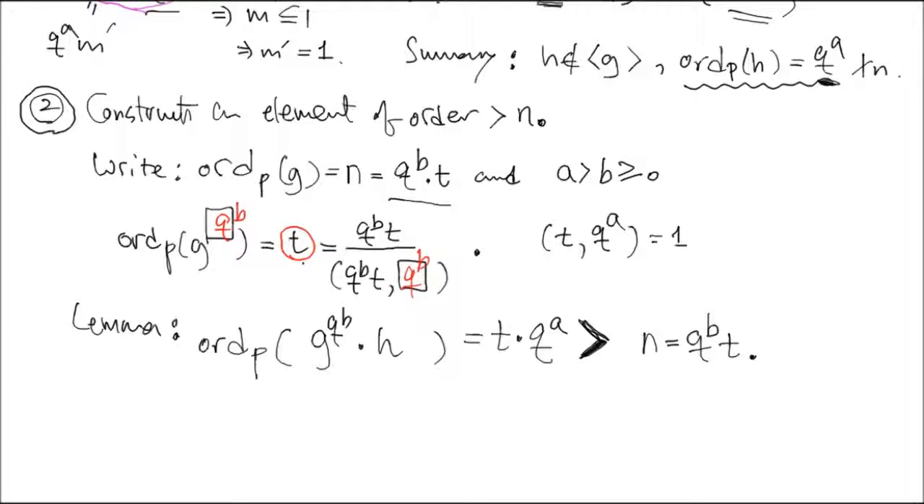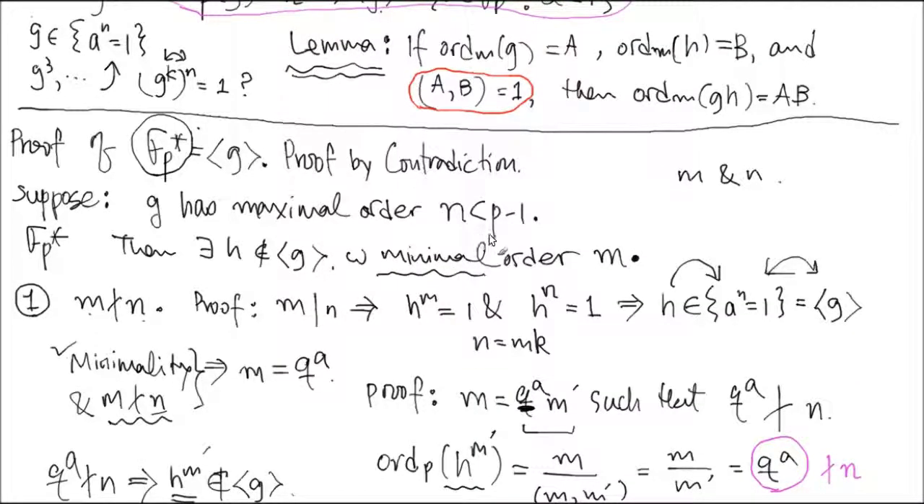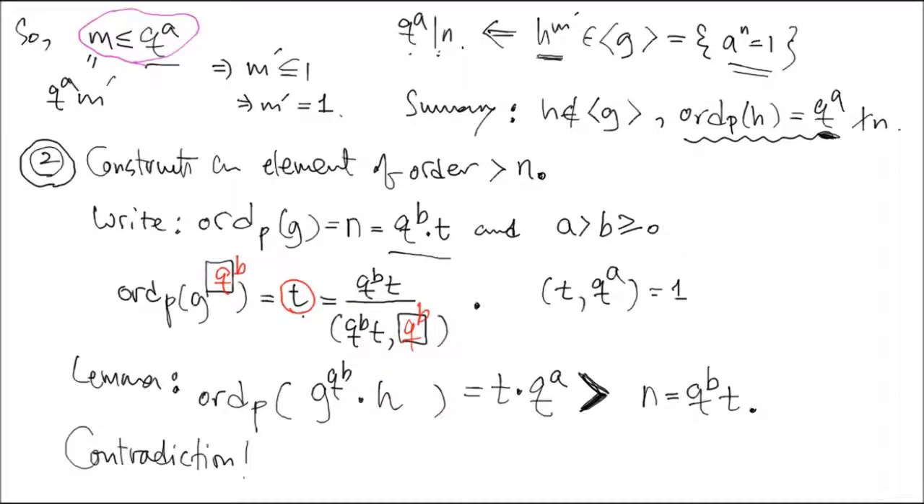Contradiction. That's a contradiction, right? Contradiction to what? Maximal order is less than p minus 1. Okay?